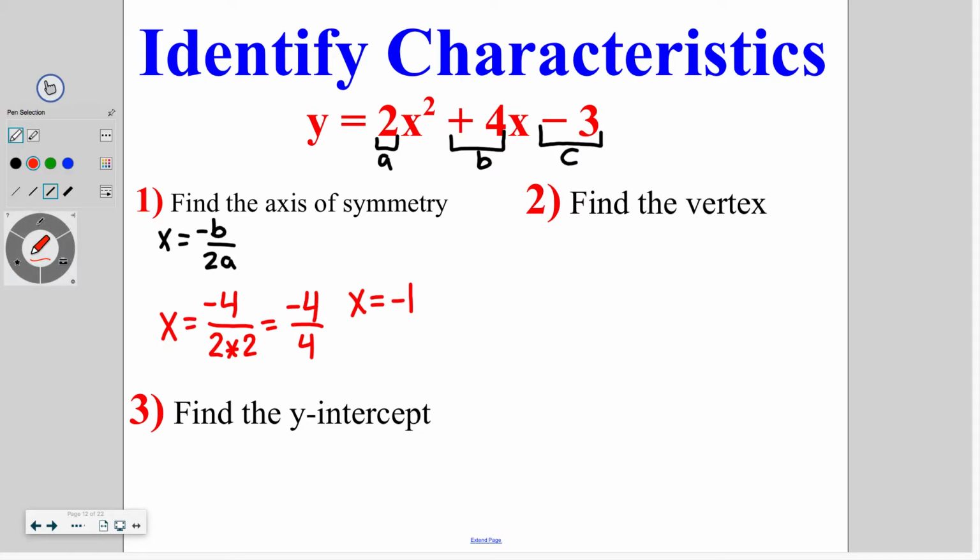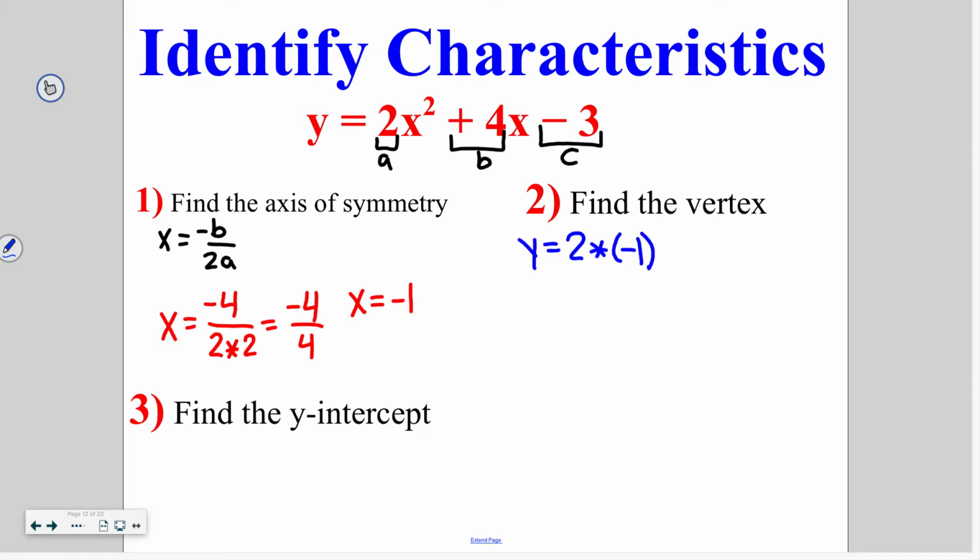Since we know that the vertex is on the axis of symmetry, we can go ahead and plug that x value in to find the y value. So I would say y is equal to 2 times negative 1 squared plus 4 times negative 1 minus 3. Following PEMDAS, the first thing you do is square. So I've got y is equal to 2 times 1 plus 4 times negative 1 minus 3.